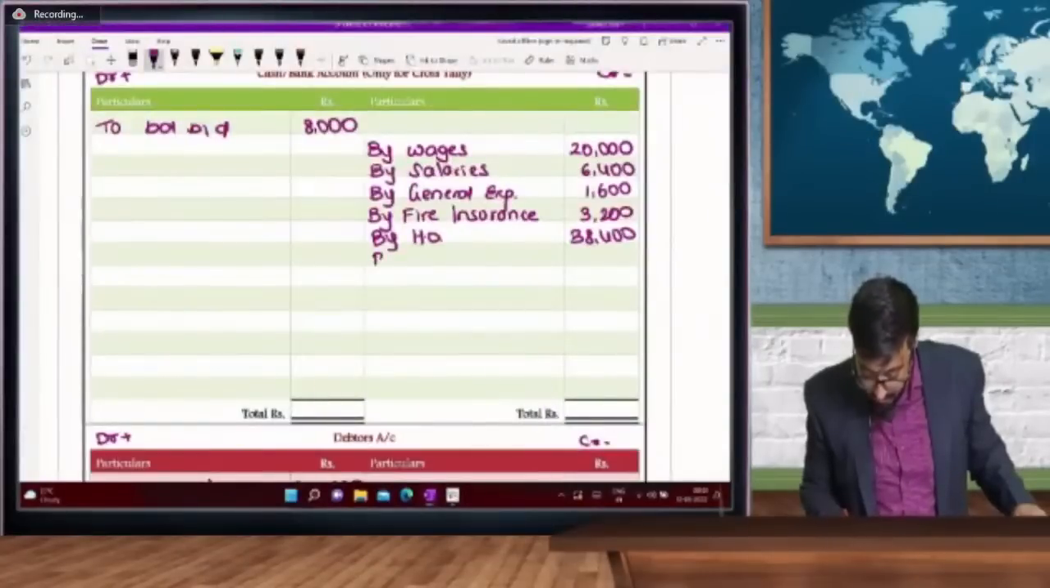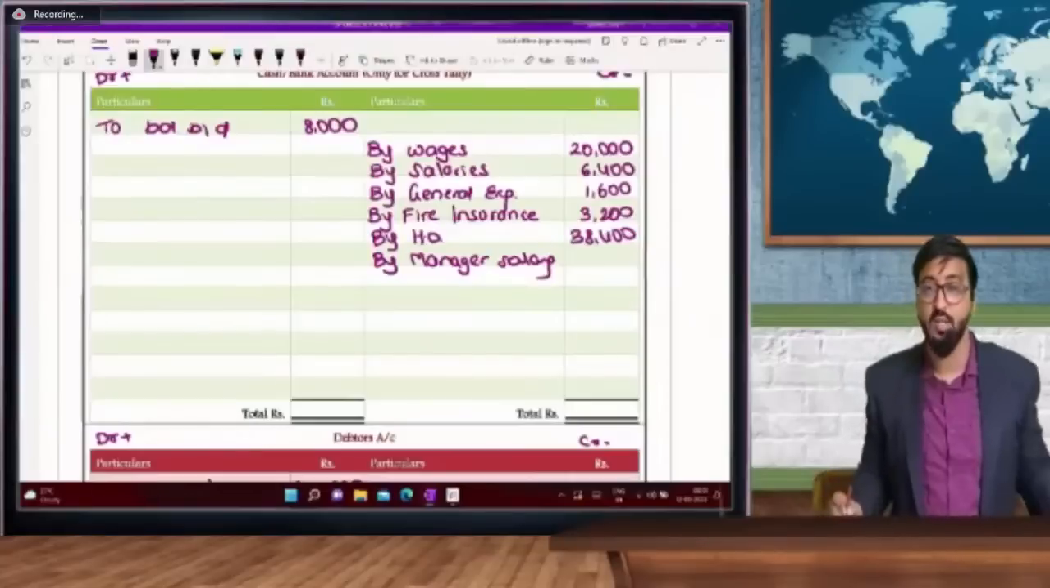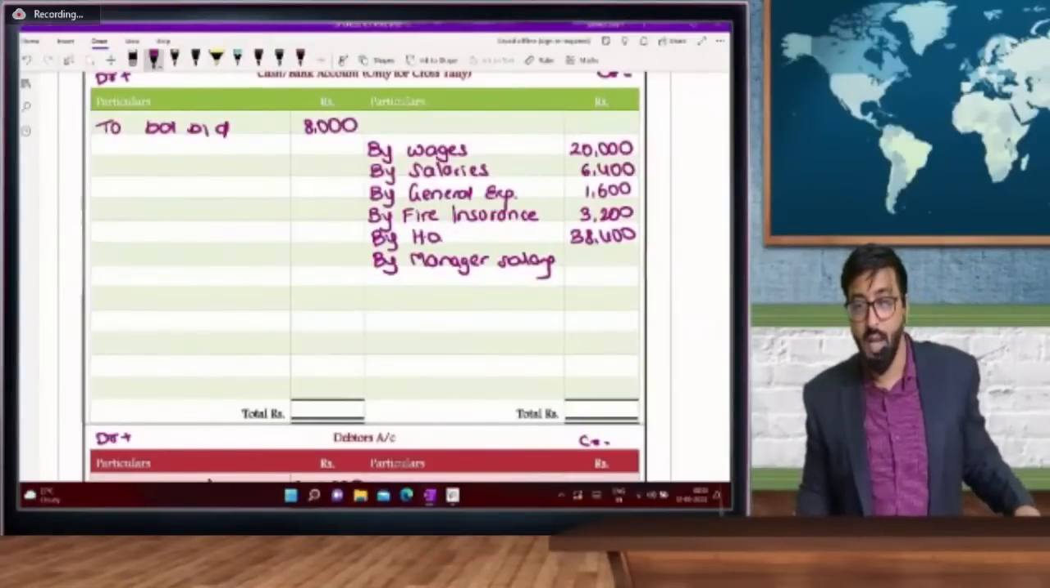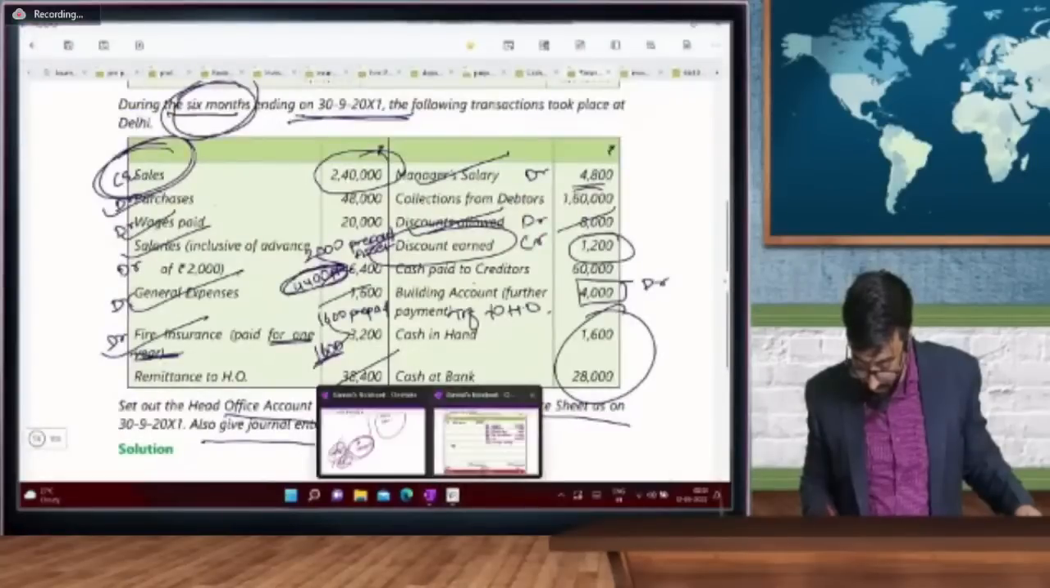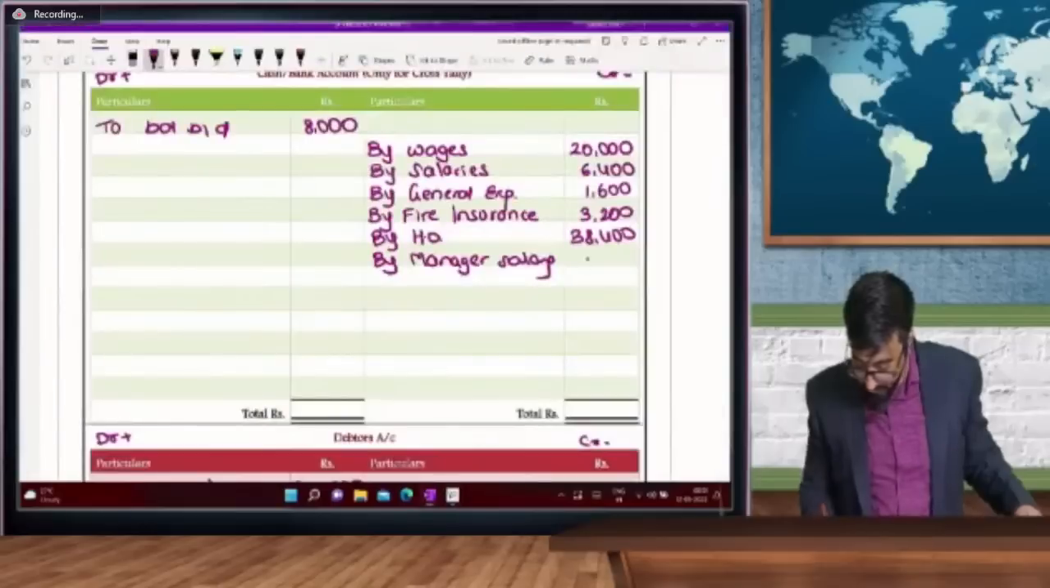Manager's salary, by manager's salary in cash account. So manager's salary to cash, manager's salary is transferred to HO, and cash के credit में by manager's salary, yes, tell me amount, 4,800.